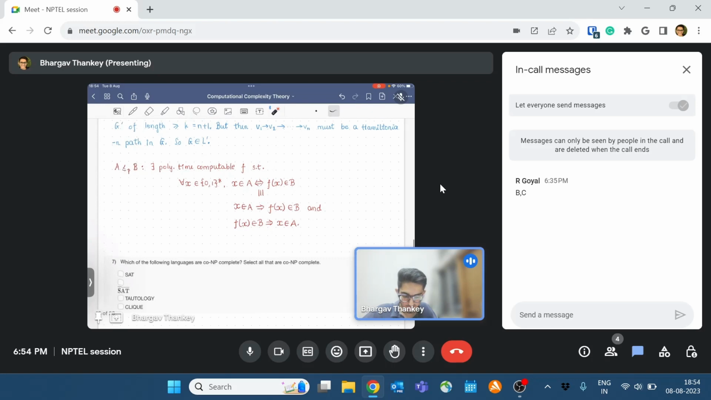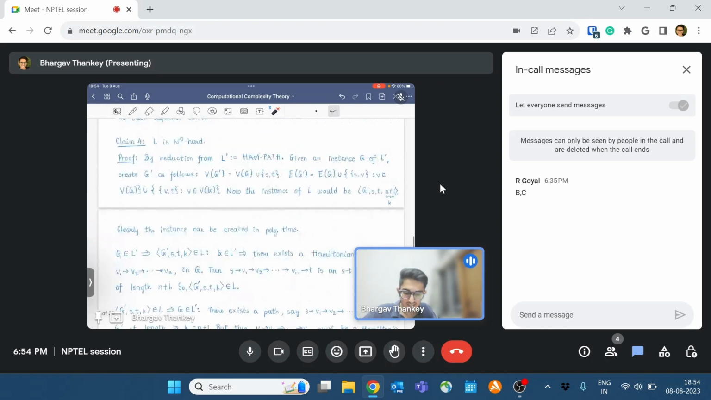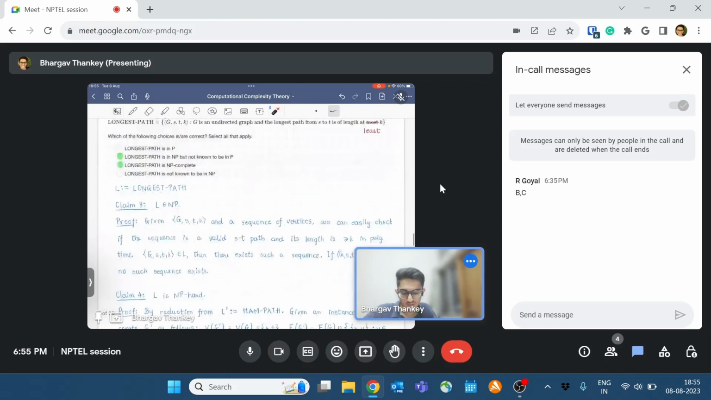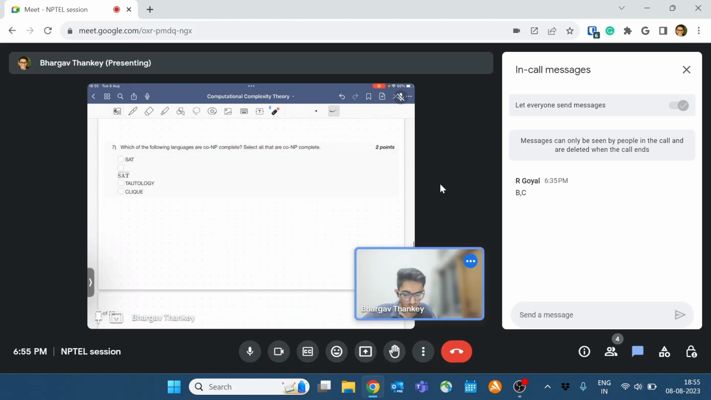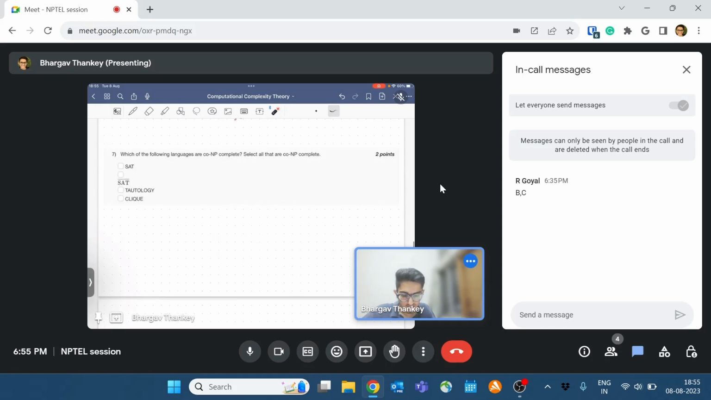So that also proves that L is NP-hard, and it was already in NP, so it's NP-complete. Is this fine? Yes. Okay, now let's move on to the next problem.